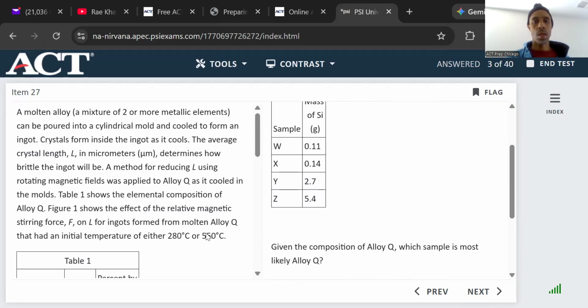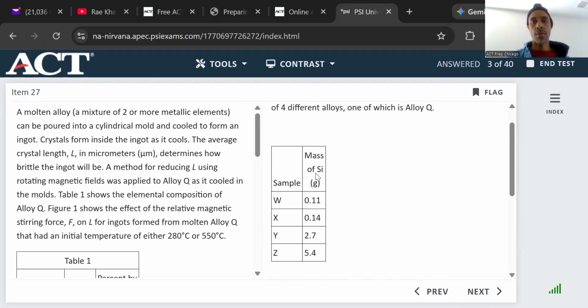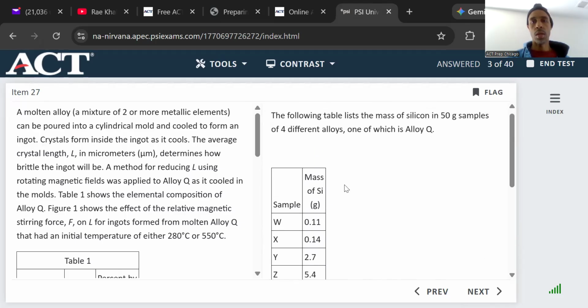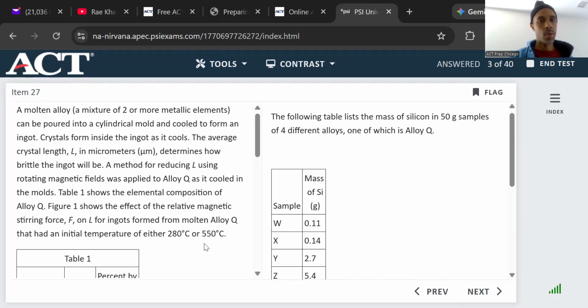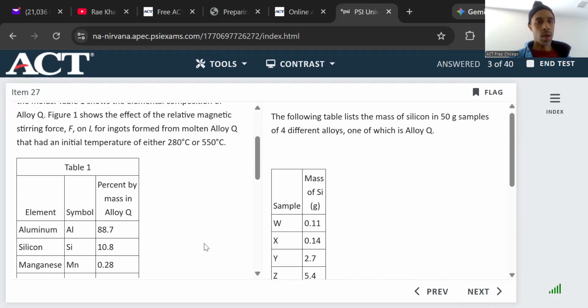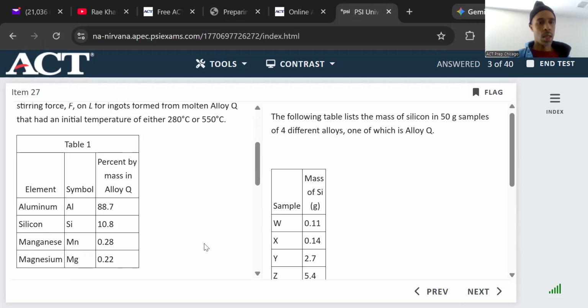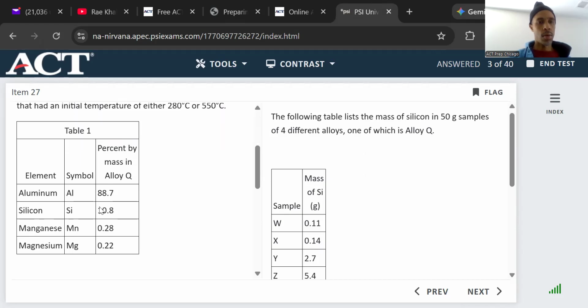Okay. So what are we doing? Mass of Si. The following table is the mass of silicon in 50-gram samples. So how much silicon would be in alloy Q would be the question, right? Let's say my mass for alloy Q is 10.8.